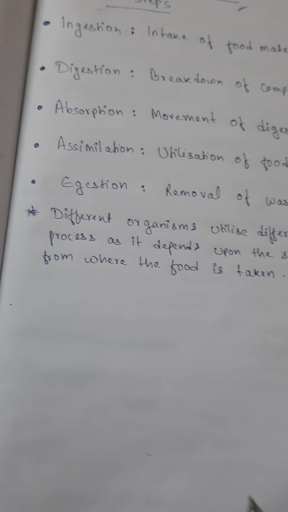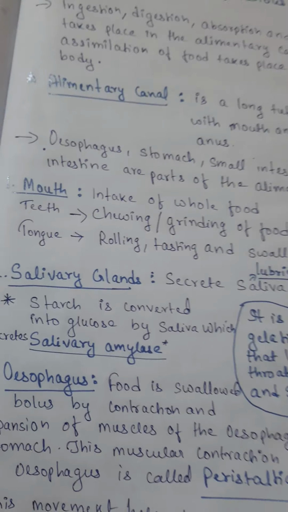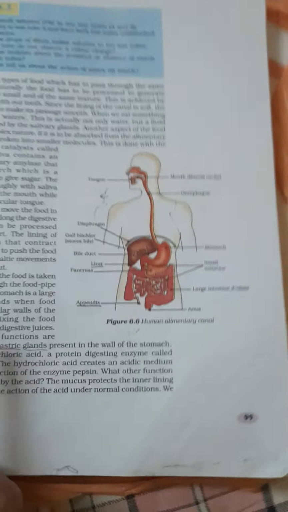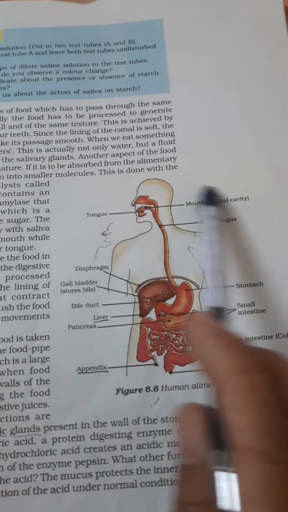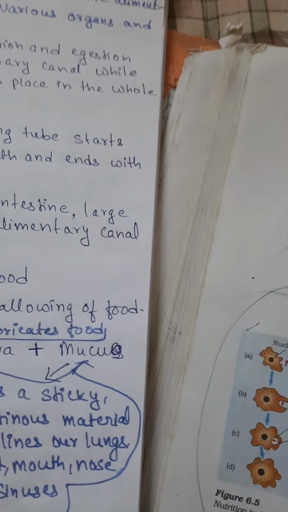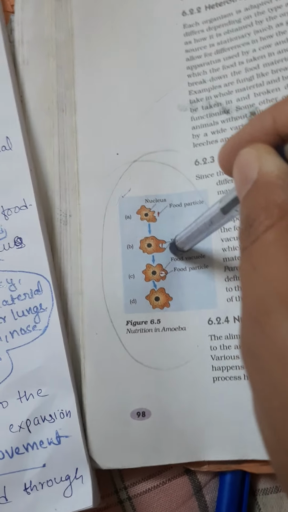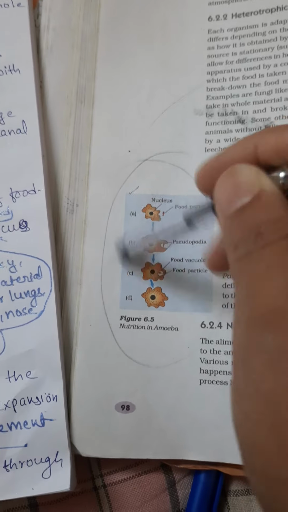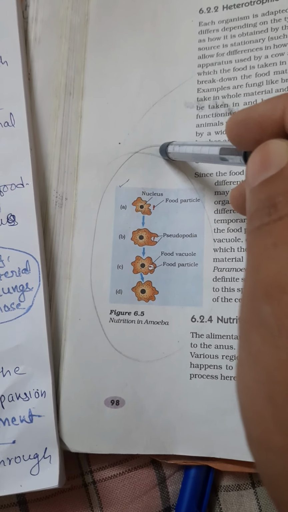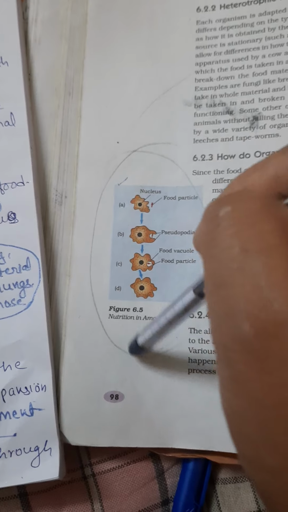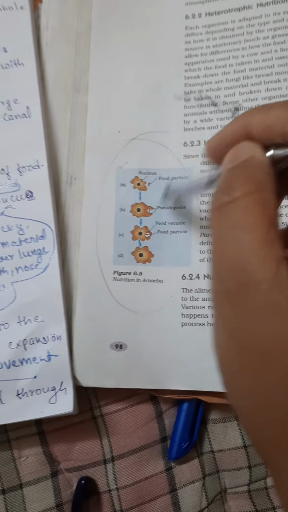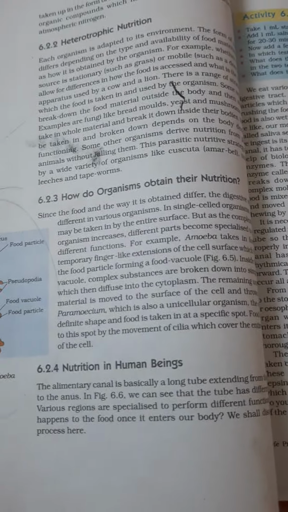Now let's study the human digestive system. That is, nutrition in human beings. So before that, please draw the diagram of figure 6.5 in your notebook. Sometimes it comes in examination just to show the process, the steps, or to explain it also. Next we will learn about nutrition in human beings, not the other animals. Okay, we will learn about human beings.